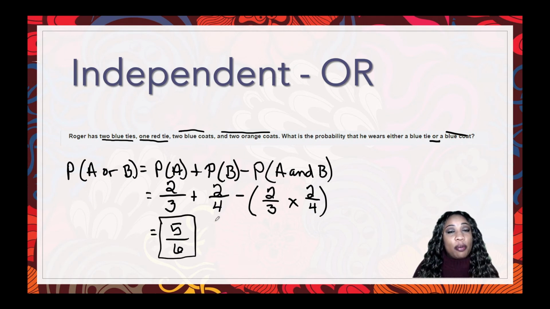Now, in the last couple of problems that we have done, we have had to find the overlap, meaning we have to do A times B. Some problems will actually give you, they'll say, the probability that they both will happen is this. And so if you do come across those type of problems, you want to use whatever they give you when they say both A and B are this.